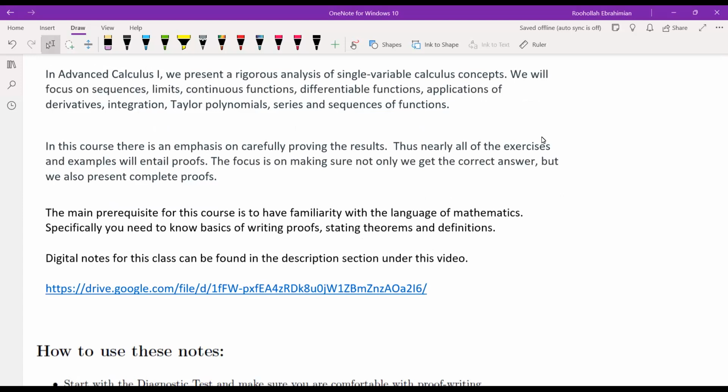The main prereq for the course is familiarity with the language of mathematics. Of course, I expect students in this class to be familiar with single variable calculus, but that's a lower level class. I also expect the students to be very comfortable with the language of mathematics, and how to write down a complete proof. And what I'm going to do today is go over some of the basics of that to see if you are ready for this class.